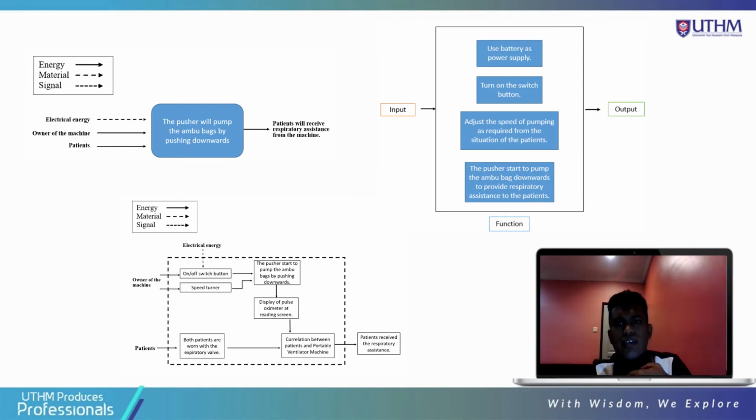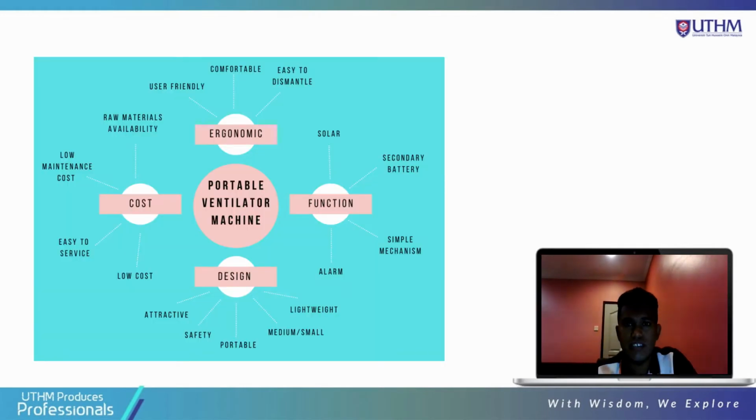After switching on, we can see the display of the pulse oximeter at the reading screen, which is located at the front frame of our product. Thus, the pusher pushes the BMV bag, so it will supply oxygen to the patients through the expiratory valve. The method chosen in the concept generation for the project is the morphological chart, which includes brainstorming. This method makes the process of finding a solution for a problem easier.